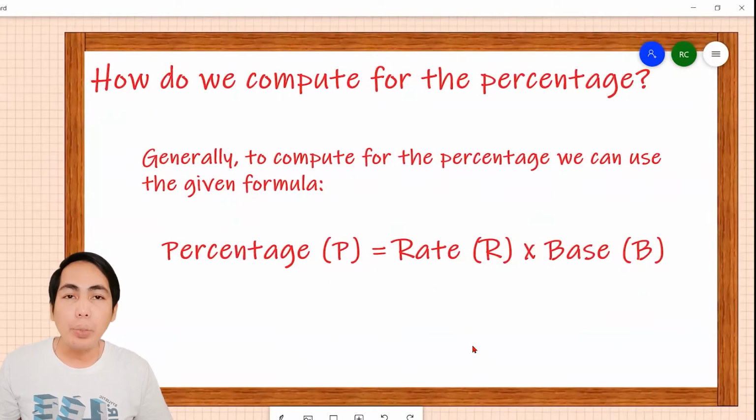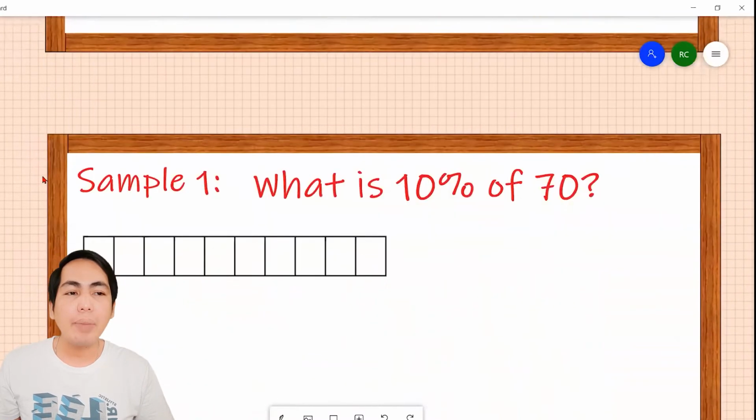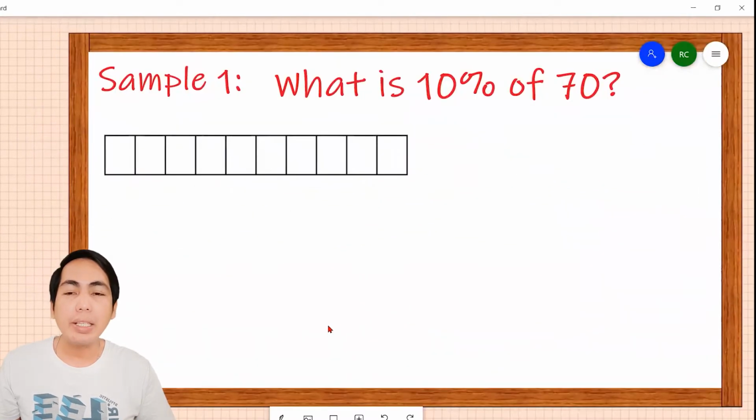How do we compute for the percentage? Generally, to compute for the percentage, we can use the given formula. Percentage, which is denoted by letter P, is equal to the rate R times the base B. So let us have examples. We have here example 1. What is 10% of 70?